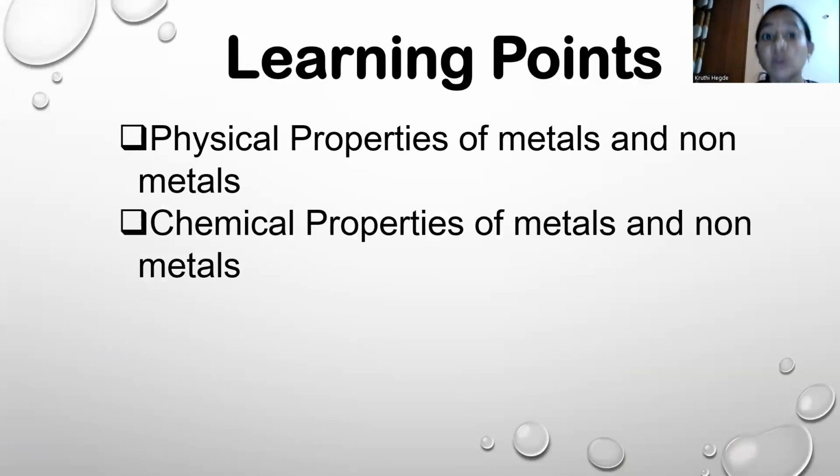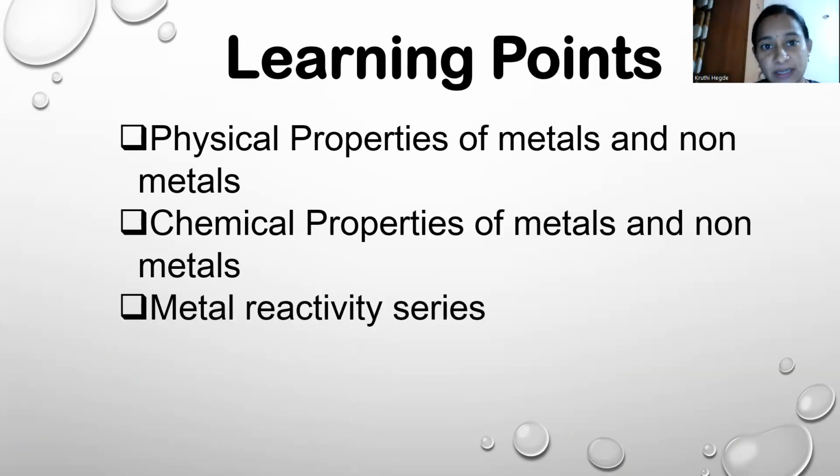Chemical properties of metals and non-metals. Chemical properties are nothing but properties which a metal or a non-metal shows when it undergoes reaction with some other substances, maybe with oxygen or water. That's called chemical properties.